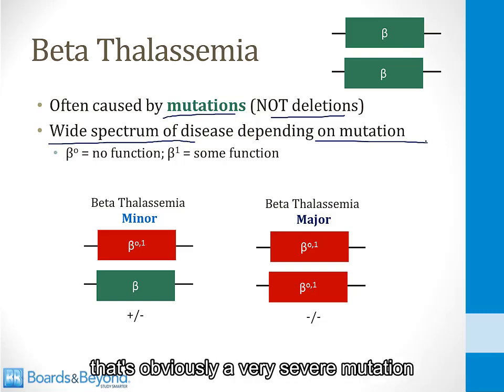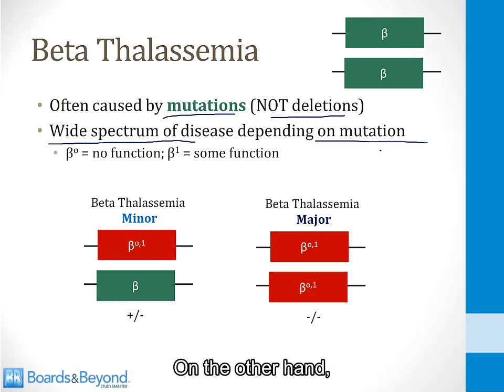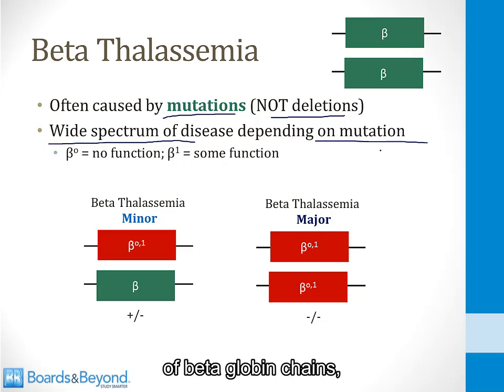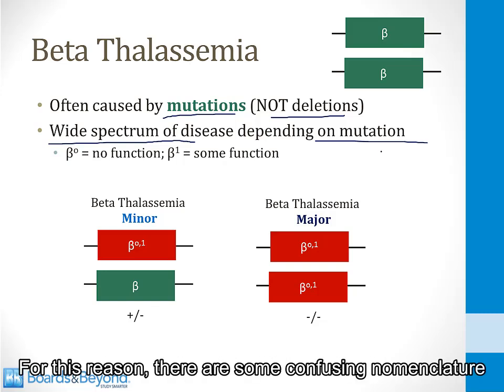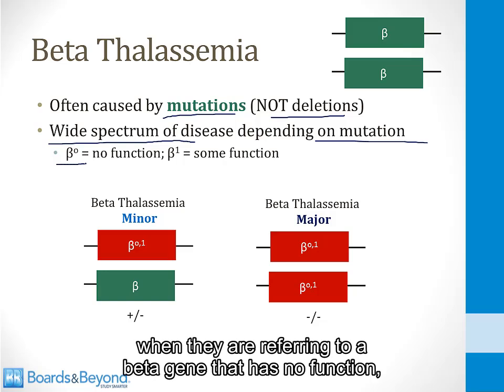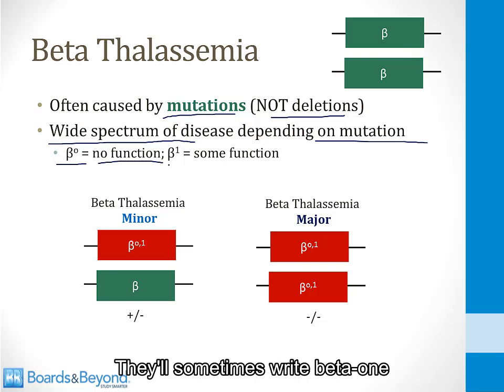whatsoever, that's obviously a very severe mutation, and that will cause a severe disease. On the other hand, if a mutation leads to a beta globin gene that still produces a reasonable amount of beta globin chains, then the disorder will be much milder. For this reason, there's some confusing nomenclature around beta thalassemia. People will say beta sub-zero when they are referring to a beta gene that has no function, meaning it produces no beta globin. They'll sometimes write beta plus when the gene has some function.